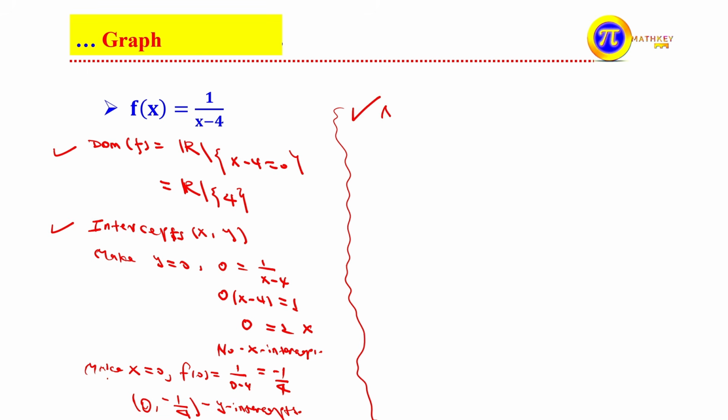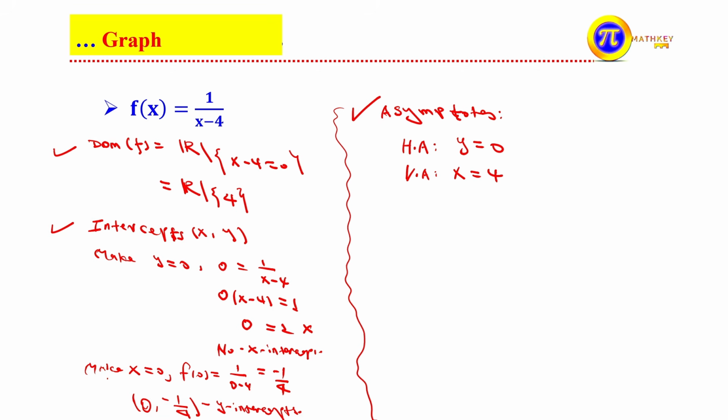Next, consider asymptotes. Here we can find the horizontal asymptote. The degree of the numerator is less than the degree of the denominator. In this case, the horizontal asymptote is y equals 0. The vertical asymptote comes from the zeros of the denominator. Here the denominator is x minus 4, and there is no common factor between numerator and denominator. Because of this, the vertical asymptote is x equals 4.